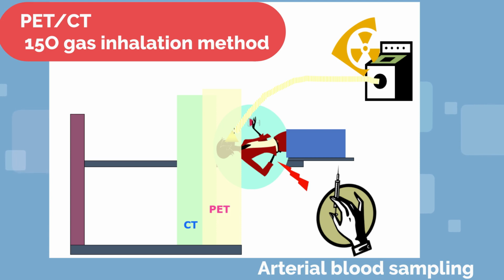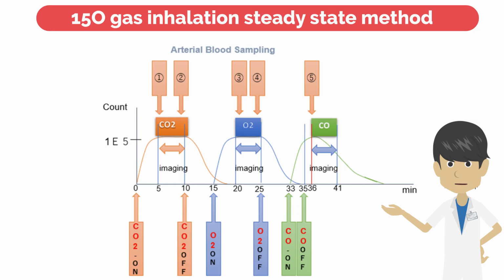O15 gas inhalation PET measurement requires measurement of oxygen content in arterial blood. Therefore, several arterial blood samplings are required during PET imaging after securing the arterial line. In order to facilitate arterial blood sampling, patients are asked to enter the PET-CT in the opposite direction. The following is a procedure of PET measurement using O15 gas inhalation.